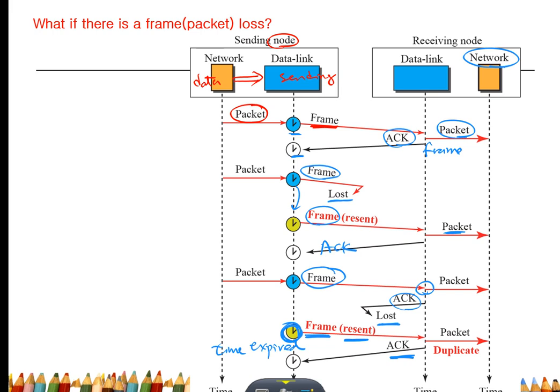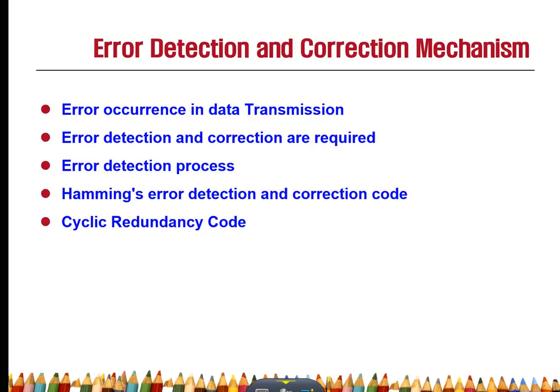So here we consider there are two ways: one is frame loss, another one is acknowledgement loss. That's the reason for not successfully receiving the frame, depending on the source node or destination node. So in any case, we need to devise some way to handle it when an error happens and how we can correct the error. We must say that errors occur in data transmission.